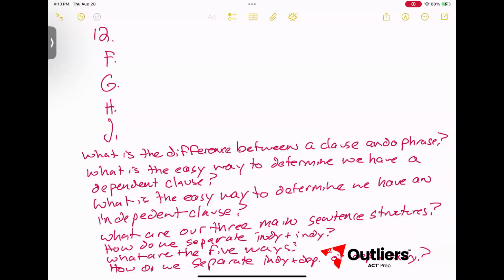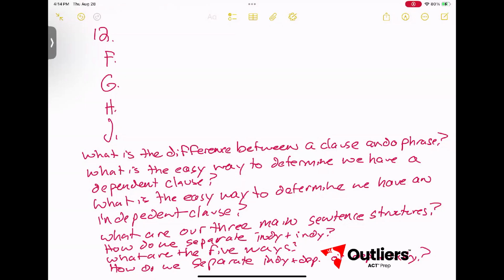What is the easy way to determine we have an independent clause? And that is that it does not start with a dependent clause marker. What are our three main sentence structures? Independent plus independent, independent plus dependent, or dependent plus independent.